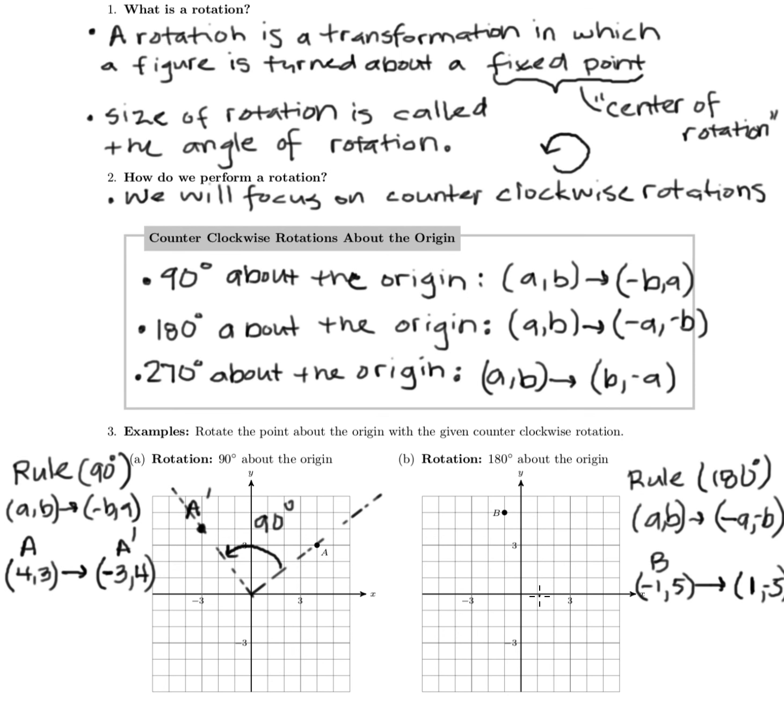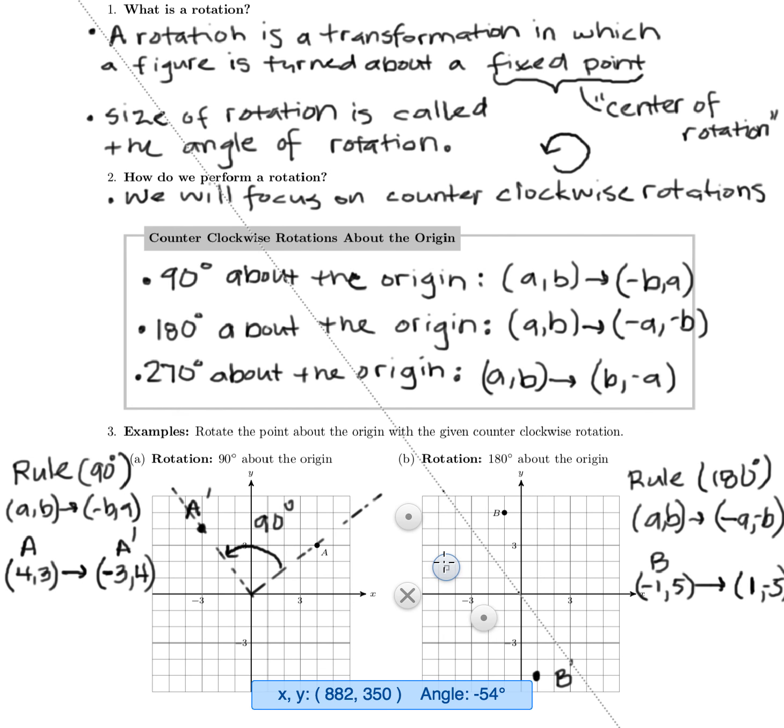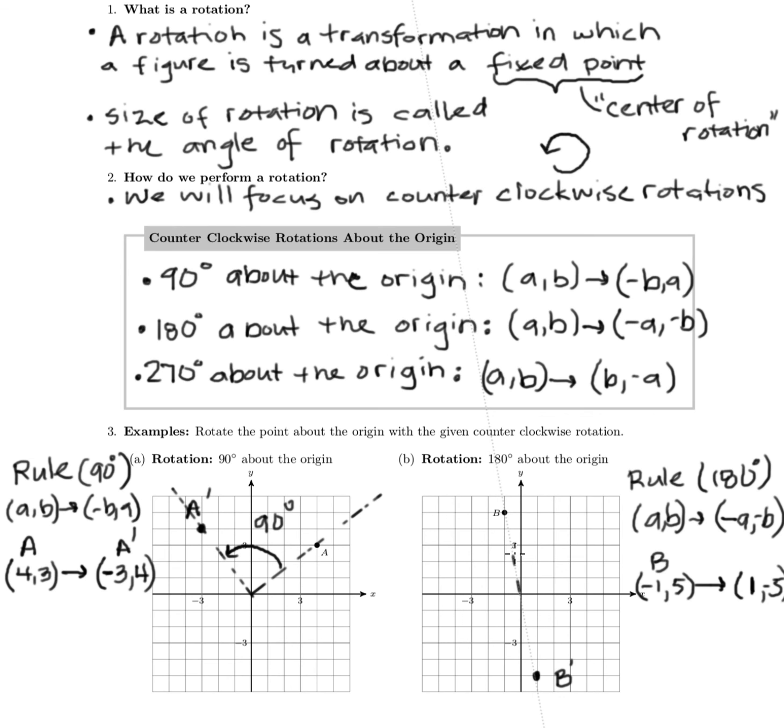So we go over 1 and down 5. And that gives us our point B prime. Now to show that this is a 180-degree rotation, once again, starting at the origin, we'll draw a line that goes to B, and then we'll also draw a line that goes to B prime. And what we'll notice is that the angle of rotation is 180 degrees, counterclockwise.